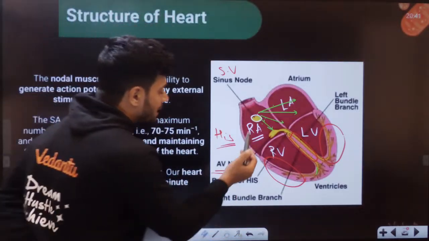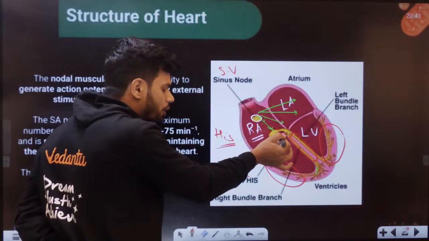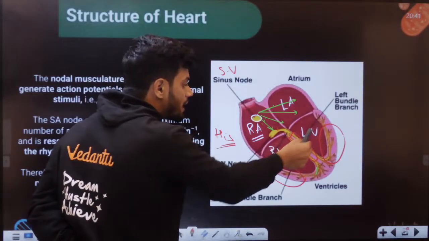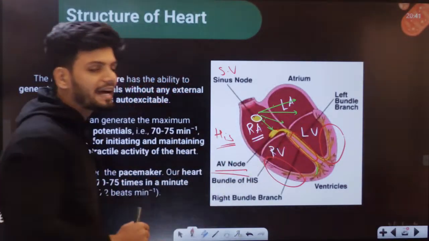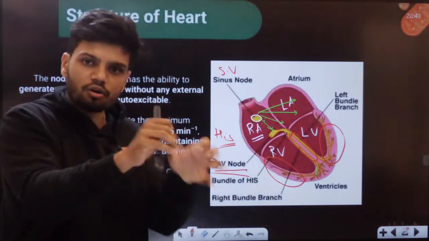First signal is sent by the SA node throughout the atria. Then we have the AV node, which is sending signals through the entire ventricles. To the entire ventricles, electrical signals are being sent for contraction or relaxation.